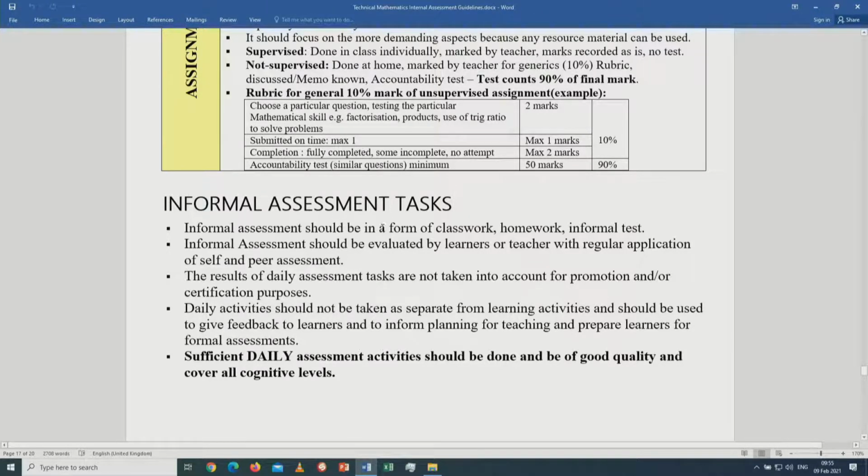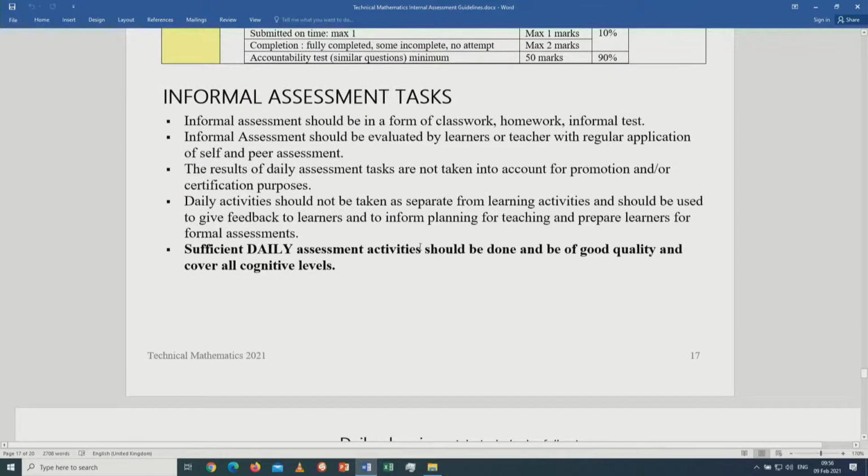Please, colleagues, informal assessment should be in a form of classwork, homework, or informal test. Where possible, we will have some cluster informal tests. And in case we have such, that will assist in preparing for the main test, the formal test. Please make sure that you give learners as many informal tasks as possible. Sufficient daily assessment activities should be done and be of good quality and cover all cognitive levels. Good quality does not necessarily mean when you give learners activity, you start with difficult ones. You build up, simple building up to difficult ones.